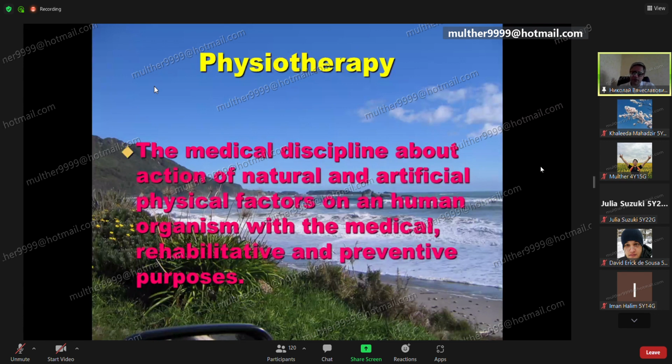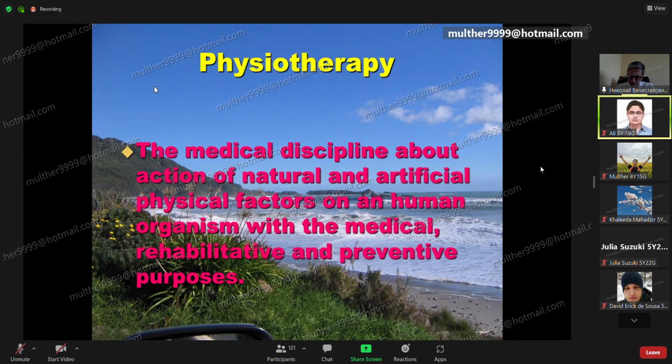Now let's formulate the definition of our discipline, physiotherapy. It is the medical discipline which studies the action of natural factors, as you can see on this picture, natural, beautiful sea coast, sea water, clear air, and artificial physical factors on the human organism with medical, rehabilitative, and preventive purposes.